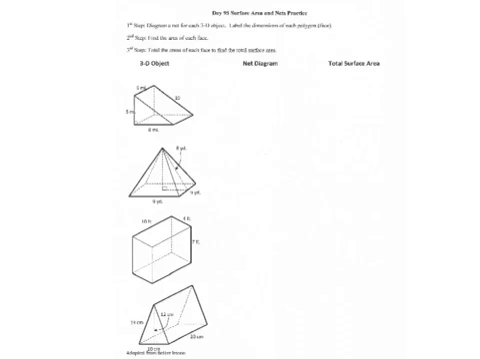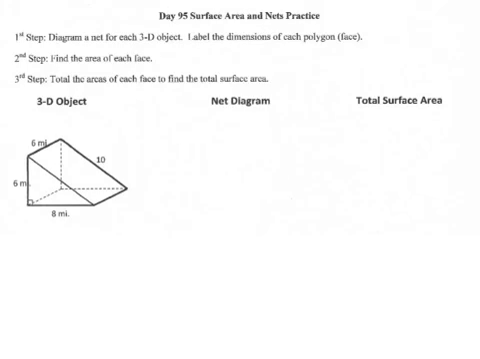Now at this time, please turn to page 6 in your packet, Day 95, Surface Area and Nets Practice. Now the directions say you need to draw a diagram for each 3D object. You're going to label the dimensions of each polygon, which is a face. You're going to find the area for each face, and then step 3 is total the areas of each face to find the total surface area. Now I'm going to do the first one with you.